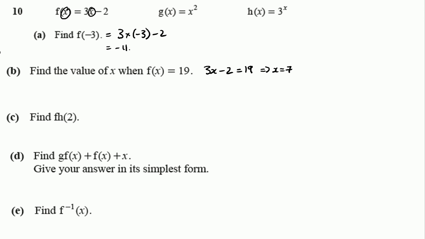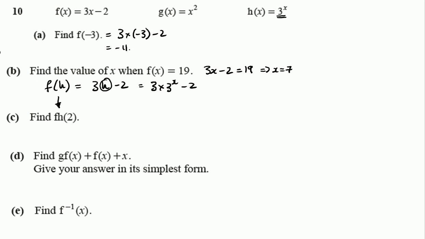Now I'm asked to find fh of 2. Now fh is the function we get when we compose together the f function and the h function. This is best thought of as f of h. F of h is 3h minus 2. But h is actually 3 to the power of x. So that is 3 times 3 to the power of x minus 2.